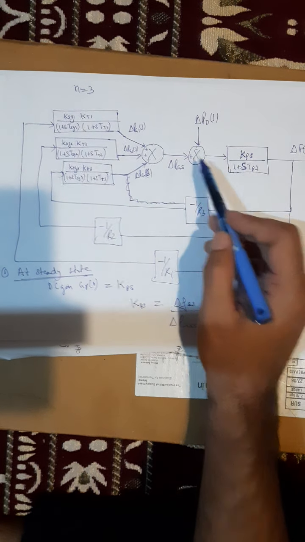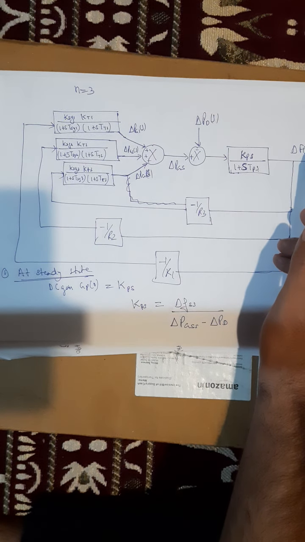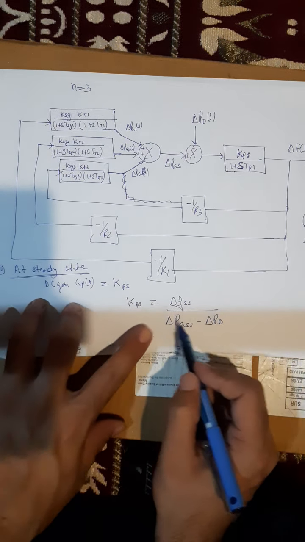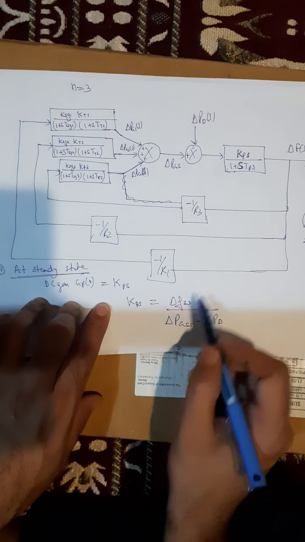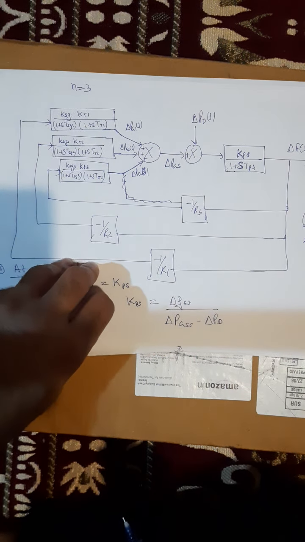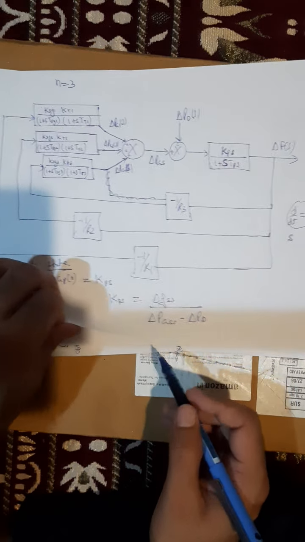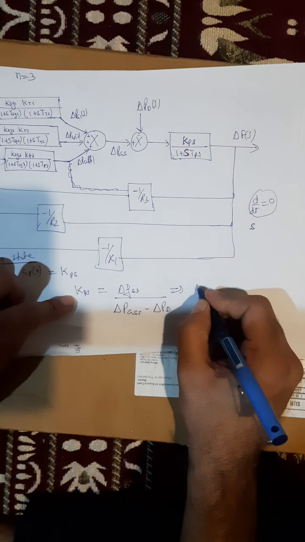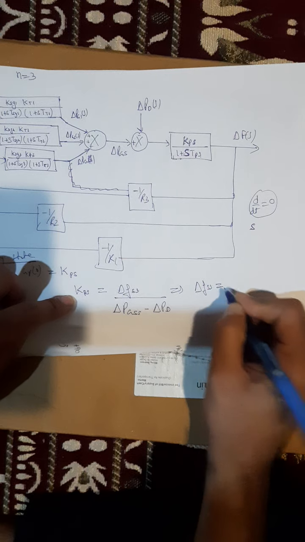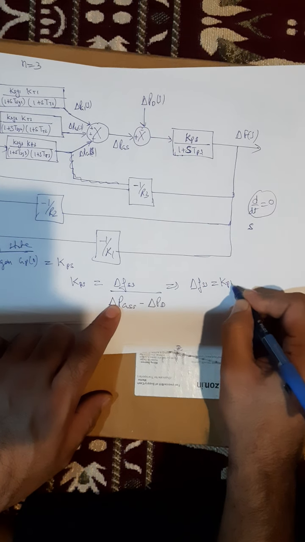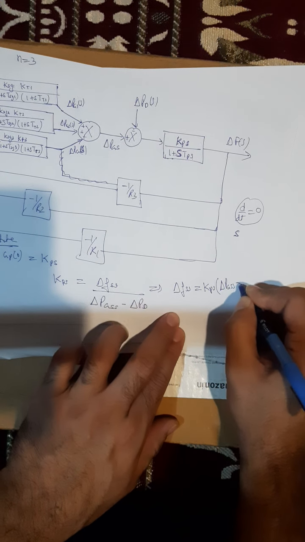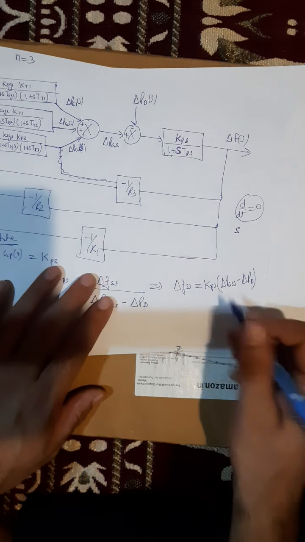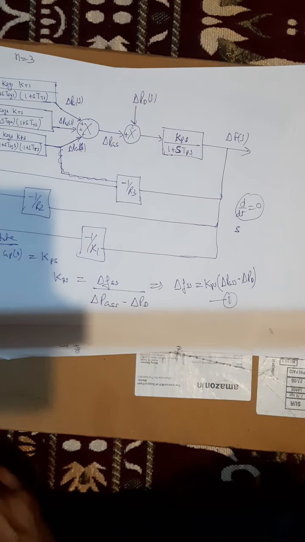This is input multiplied by Kp is equal to output. Okay, so this is input. If you take this side, input multiplied by Kp is equal to output, steady state, because s is equal to 0. So from here, can you calculate delta FSS? So delta FSS, that is the frequency deviation in steady state, is given by KPS into delta PGSS minus delta PD. Okay, so name it equation number 1.